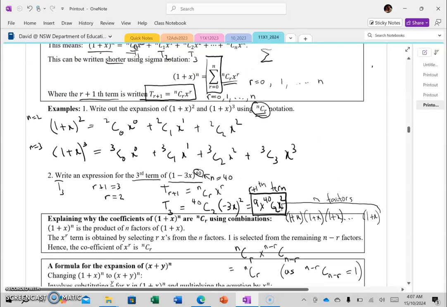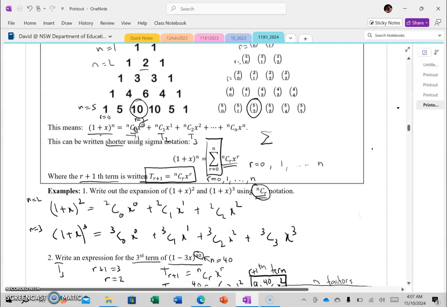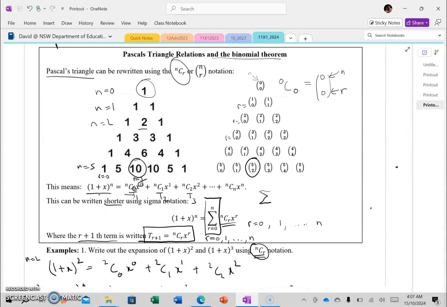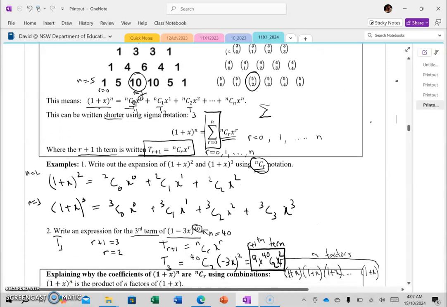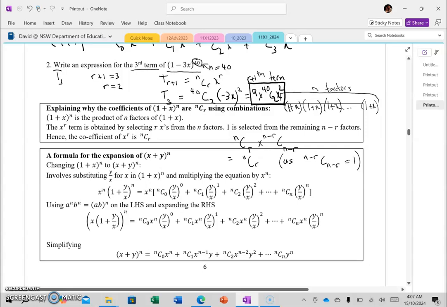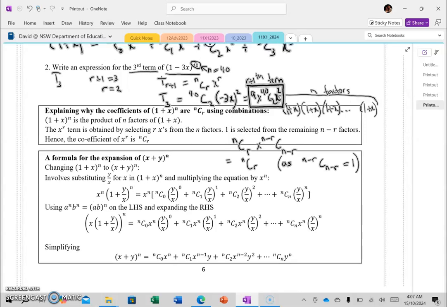Alright, so I'm now going to address the question, why is it that Pascal's triangle here can be written in terms of NCR? And I'm going to do it using perms and coms. I think it's important to have this understanding. Okay, explaining why the coefficients of 1 plus x to the power of n is NCR.